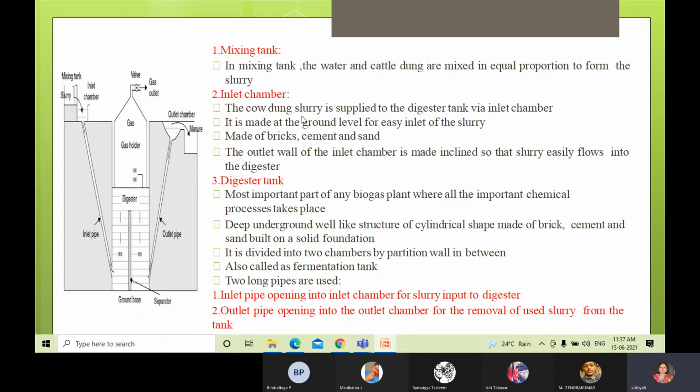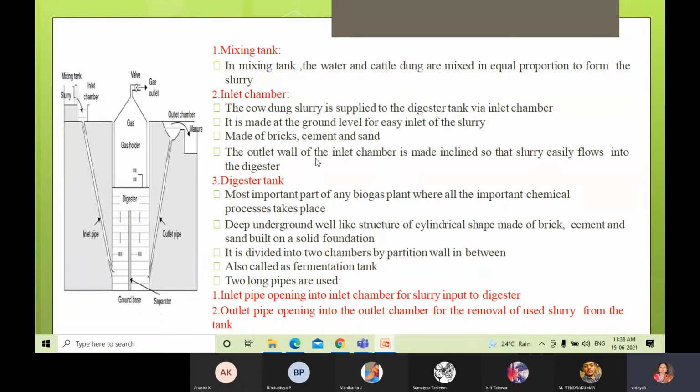Okay, next is the inlet chamber. The cow dung slurry is supplied to the digester tank via the inlet chamber. Okay, how will it go to the digester? It will go to the digester through the inlet chamber and inlet pipe. It is made at the ground level for easy inlet of the slurry, made of bricks, cement and sand.